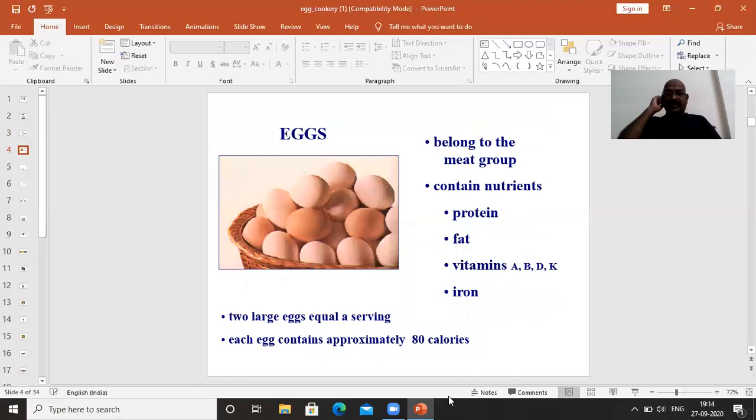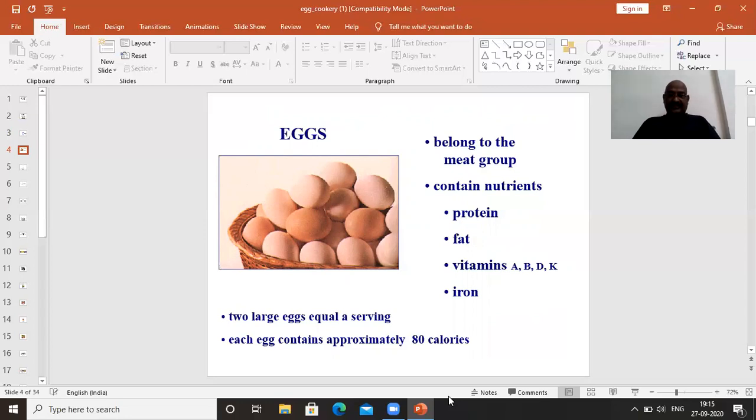Eggs belong to the meat group. When you buy eggs and make omelette, curry, bhurji, scrambled egg, or fried egg, whatever it is, when you eat it in breakfast, lunch or dinner, it comes under the category of meat because it contains very good protein. It contains the nutrients protein, fat, vitamins A, B, D, K, and iron also. Nutritionally, the egg is a very good source of nutrition.